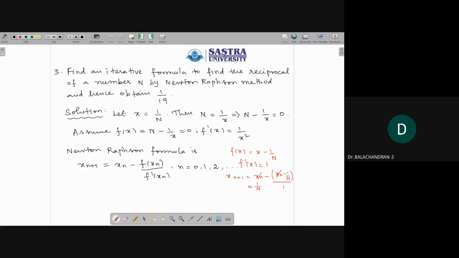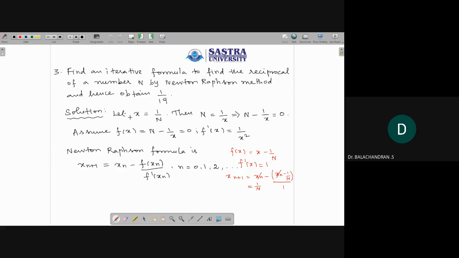So next problem: find an iterative formula to find the reciprocal of a number n by the Newton-Raphson method, and hence obtain 1 by 19. I'll read the question again. Find an iterative formula to find the reciprocal of a number n, and by the Newton-Raphson method obtain the value of 1 by 19.